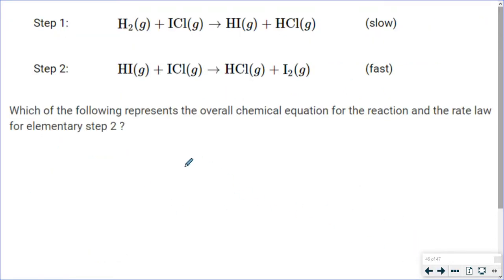Another stepwise reaction. Which of the following represents the overall chemical equation for the reaction and the rate law for elementary step 2? Let's just do the chemistry first. How do I add steps together? You just want to cancel things that are on either side, so intermediates, HI, like this. HCl, these would combine to make 2 HCl, so my overall reaction would have 2 HCl. So I've taken care of this and this. Anything else cancels? Nope, I don't see anything else that cancels.